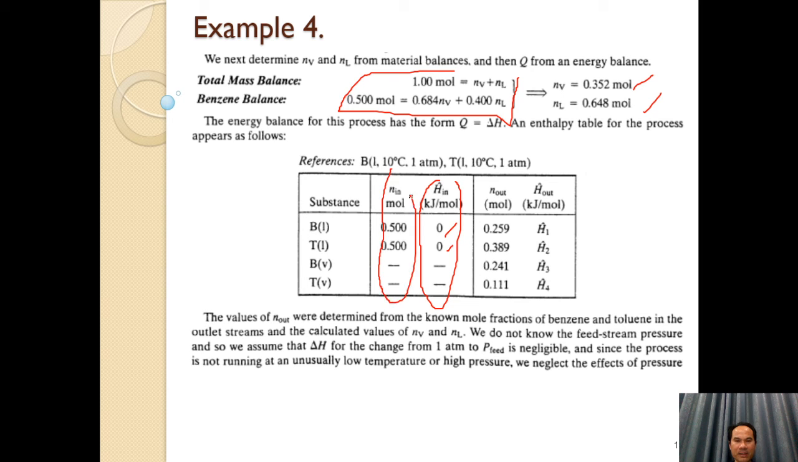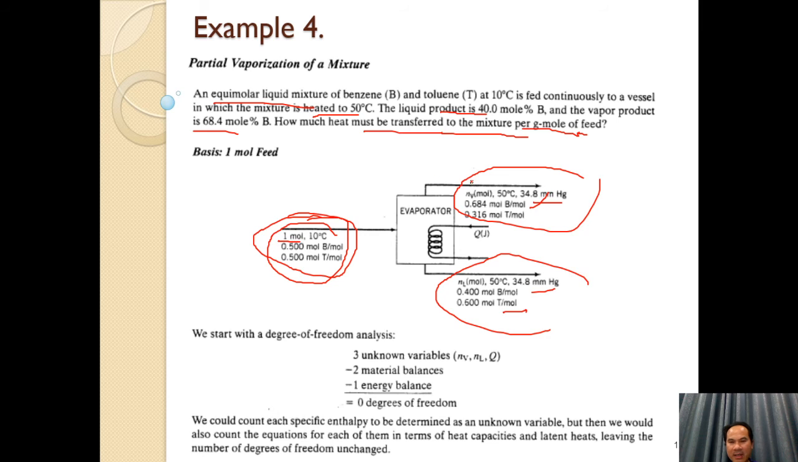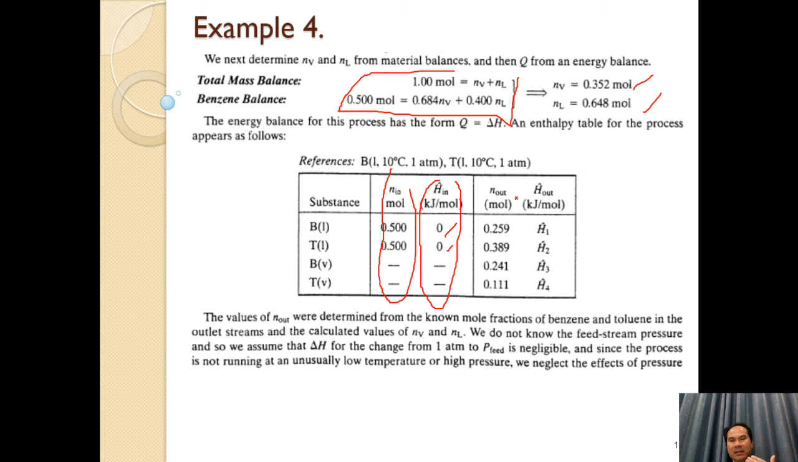And the column, this shows the mole of benzene and toluene. Now the second column, benzene vapor and toluene vapor. There is no benzene vapor and toluene vapor in the feed. The second and third column, we consider already. The fourth and fifth column, we consider the mole and enthalpy of the output stream. The output stream has four components: liquid phase of benzene, liquid phase of toluene, vapor phase of benzene, and vapor phase of toluene. For this case, it is at 50 degrees Celsius, right?